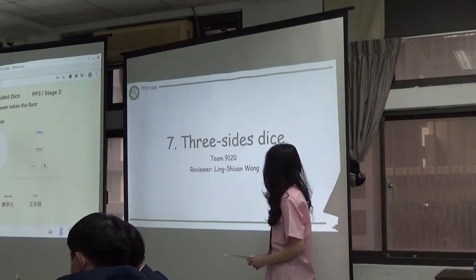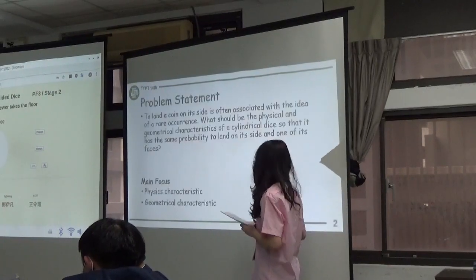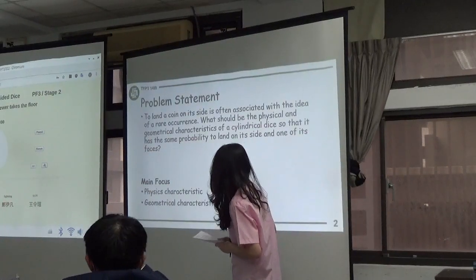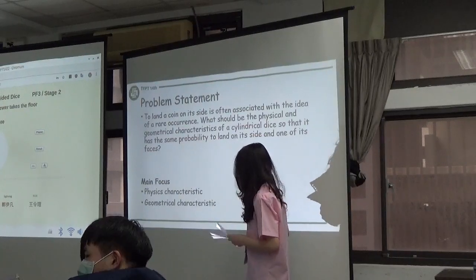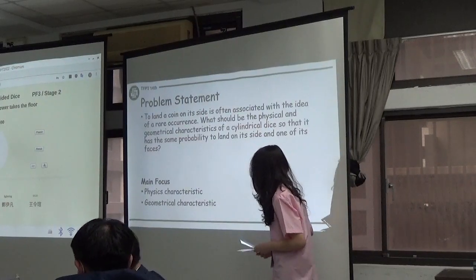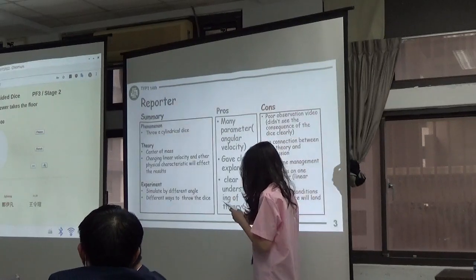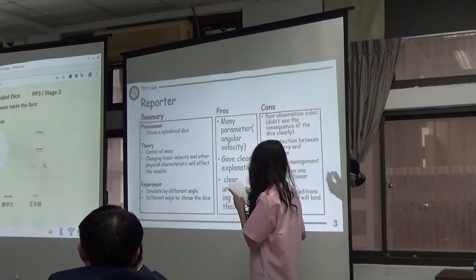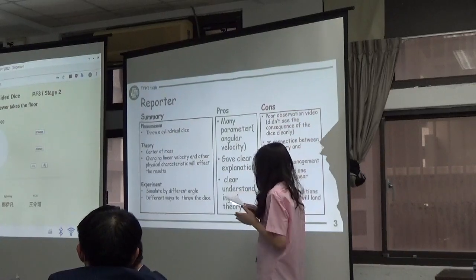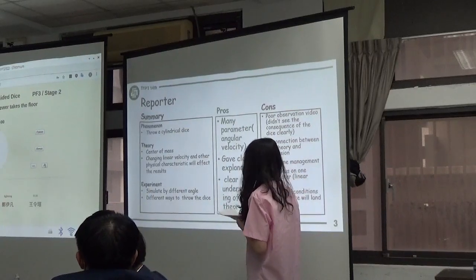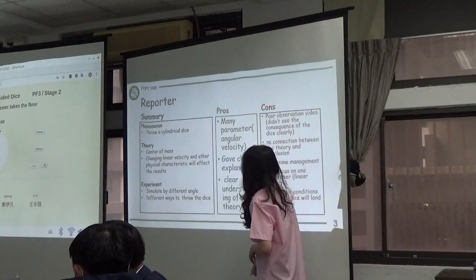Thank you for reporter and opponent, and I'm the reviewer of this question. And here's the problem statement, and we focus on the physics characteristic and the geometrical characteristic. And the reporter says they focus on the characteristic of the fair three-sided dice, and does the fair three-sided dice exist? And here's the summary of the report.